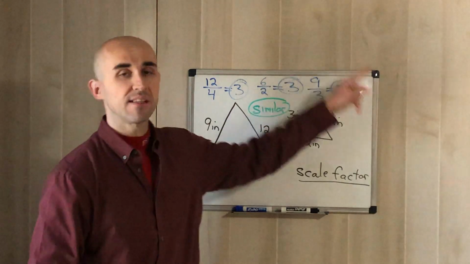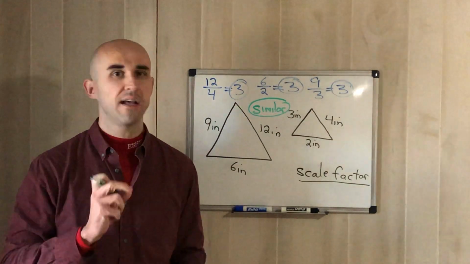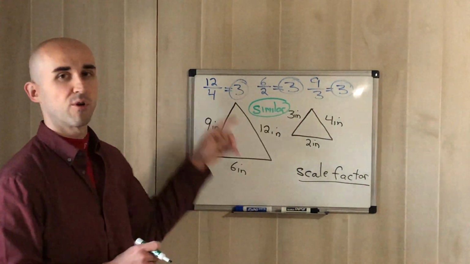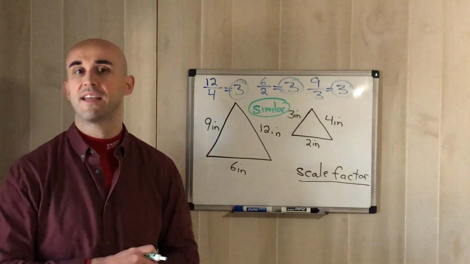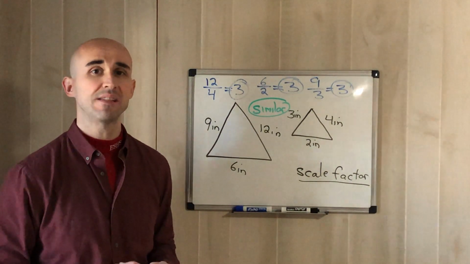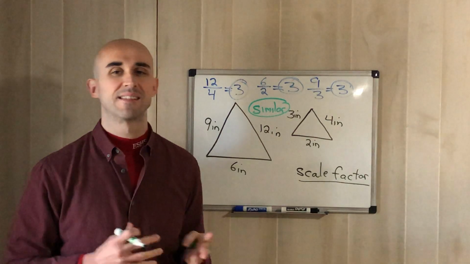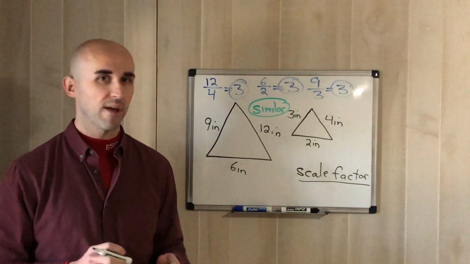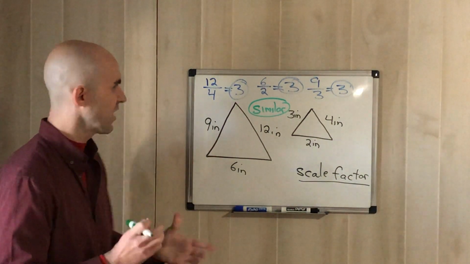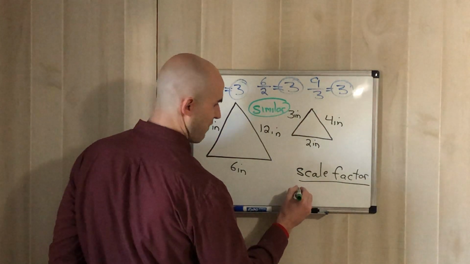If any of these scale factors are different, even by a little bit, automatically it's not similar. Because for it to be similar, all of them have to be exactly the same measurement. Always, right? And we have words for that. We're going to get into that. So always remember, what is scale factor?